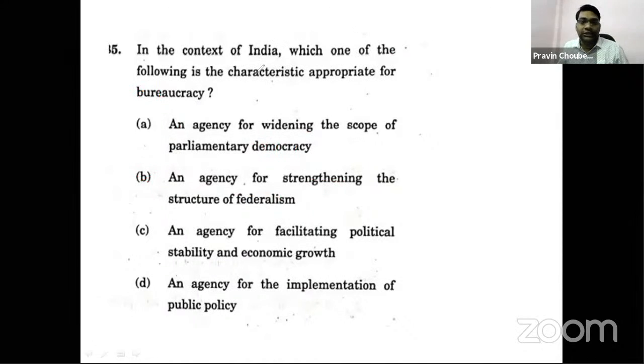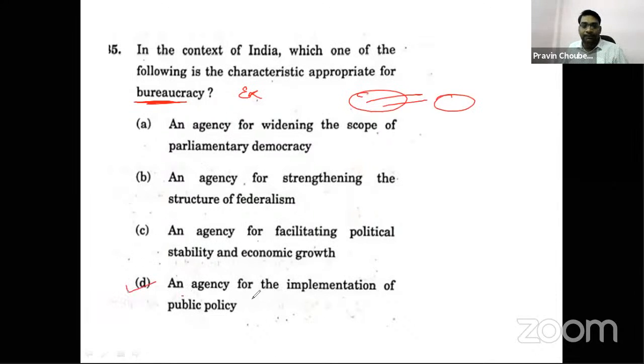In the context of India, which one of the following is the characteristic appropriate for the bureaucracy? तो ब्यूरोक्रेसी का सबसे इंपॉर्टेंट जो कैरेक्टरिस्टिक है वो क्या है कि this is the part of the executive and they are implementing the public policy. Legislature will make the law and they will implement it. So reading directly, statement D, an agency for the implementation of the public policy, will be the correct answer.